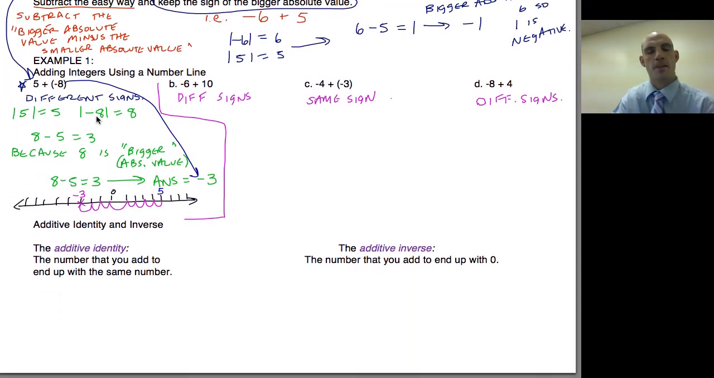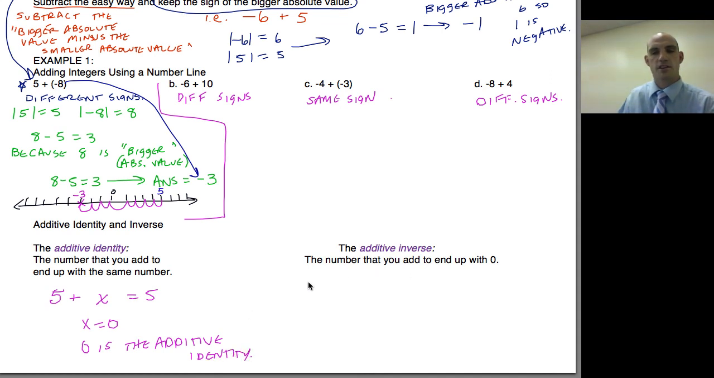Last little thing, the additive identity and the inverse. The additive identity is the number that you add to end up with the same number. So 5 plus x equals 5. Well, x equals 0 would give us 5, so 0 is the additive identity.